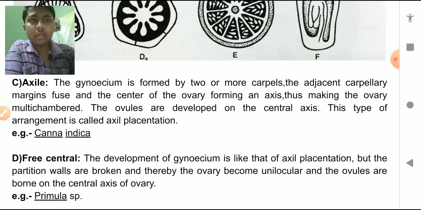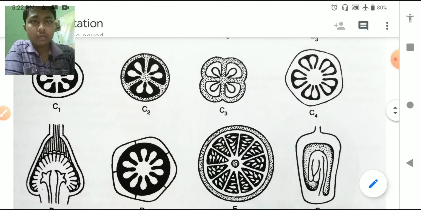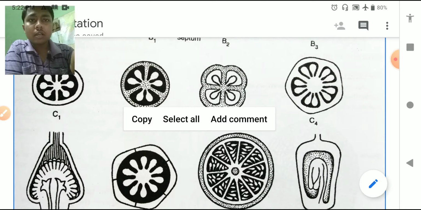First of all, we see the picture. Now this is the number C. This type of placentation is present in the case of axile placentation.